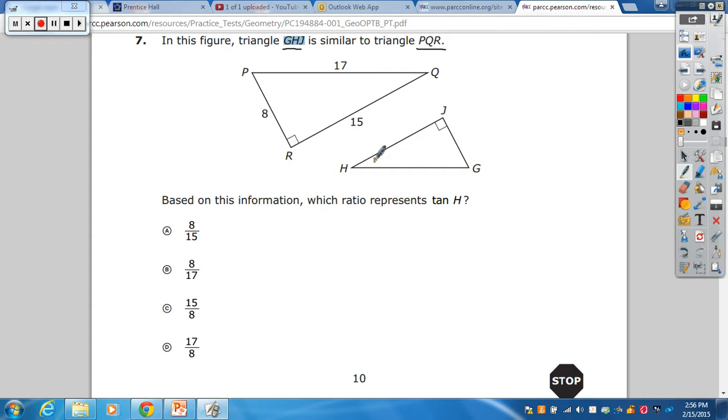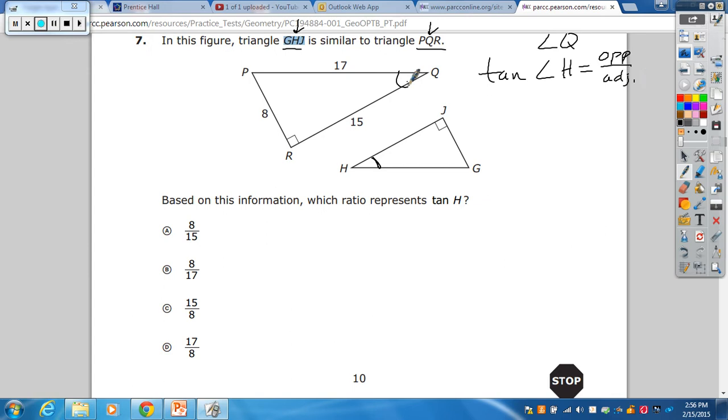Now, this angle at H is the same angle that we have at angle Q. Now, this is the second problem that we've had like this. Actually, the third if you consider the previous one as well. So if I go to angle Q, I know the tangent of angle H, which is the same as angle Q, is going to be opposite over adjacent.